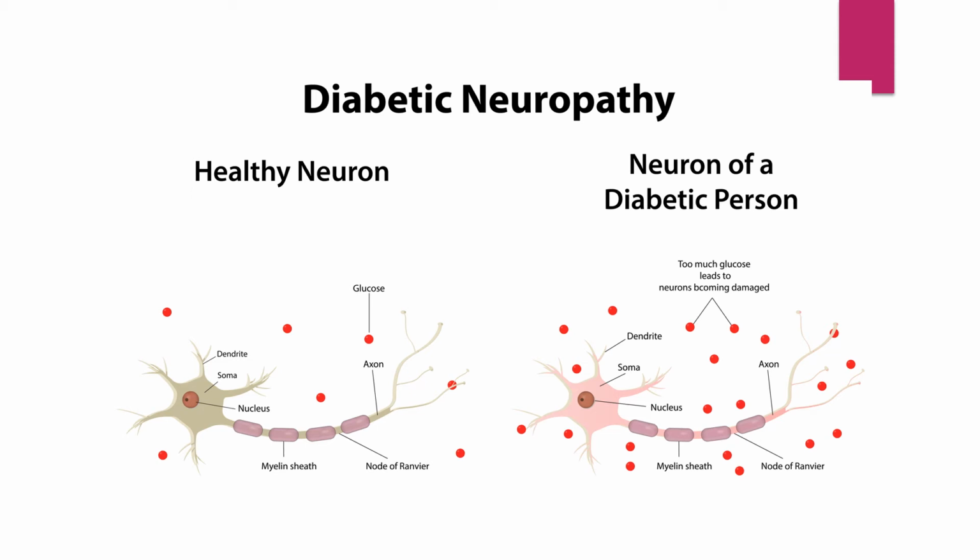In diabetes, there is poor control over the glucose levels. So if too much glucose is there, then neurons will get damaged and it could lead to nerve pain due to diabetes. And that nerve pain due to diabetes is called diabetic neuropathy.